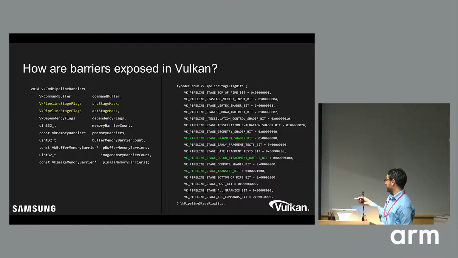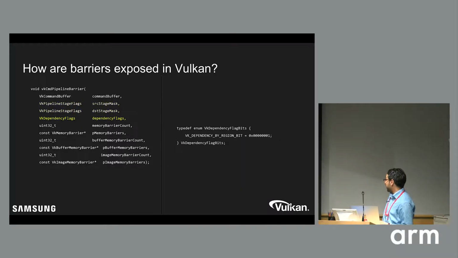So the relevant flags I'll show today are fragment shader bit, which is basically the fragment shader, where you're shading fragments. Color attachment output bit is where you're writing to the frame buffer. Transfer bit is where copies happen.